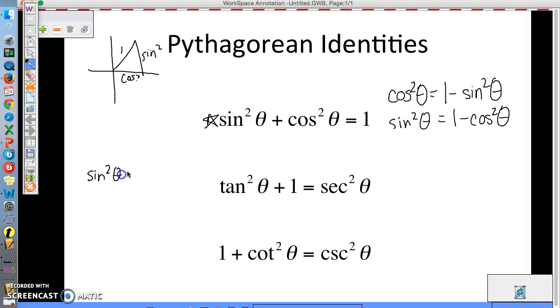Well, if you start with these, if you divide by the cosine squared, you end up with the tangent squared. Sine over cosine is tangent, so tangent squared. The cosine squared over the cosine squared is 1, and 1 over the cosine is the secant. And this one's the same thing, except you divide by the sine squared.